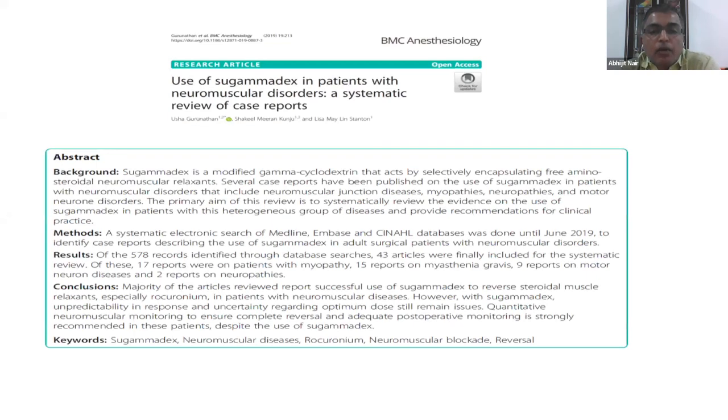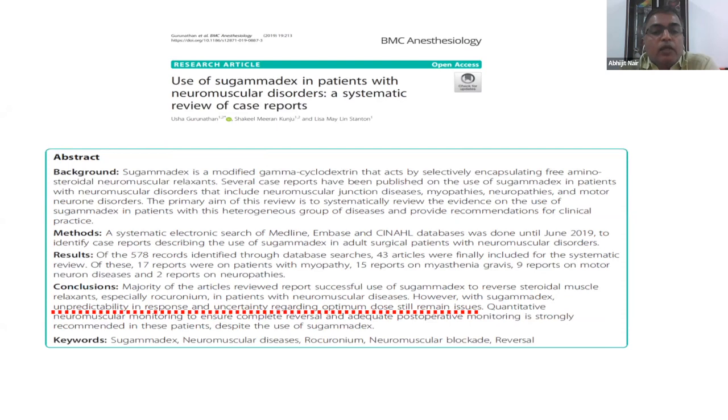Now coming to Sugammadex, Dr. Lakshmi had mentioned the use of Sugammadex, but this is an interesting systematic review of case reports published very recently, where they mentioned that the response to Sugammadex in such patients is very unpredictable. The reason is the dose starts from 2 milligrams and goes up to 16 milligrams. We don't know the dose.